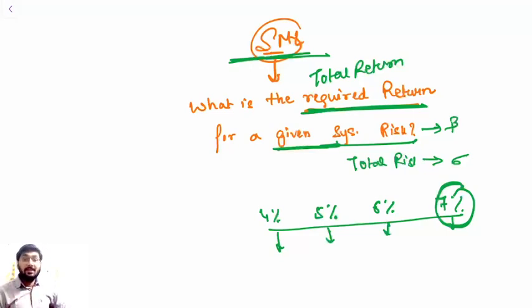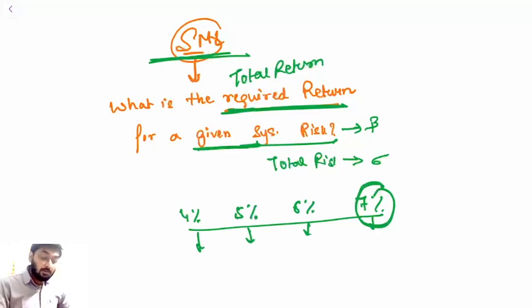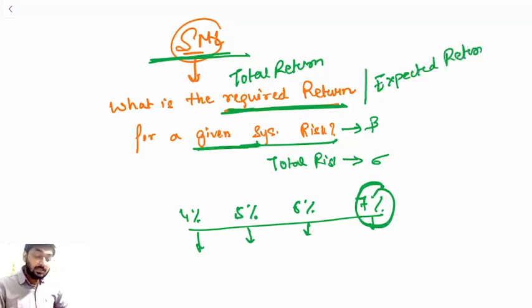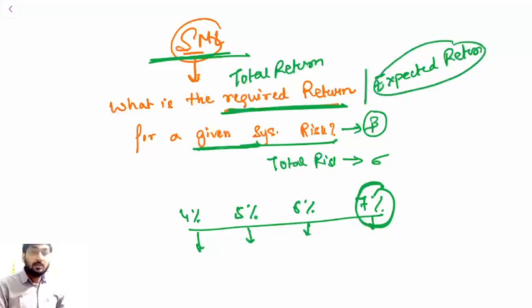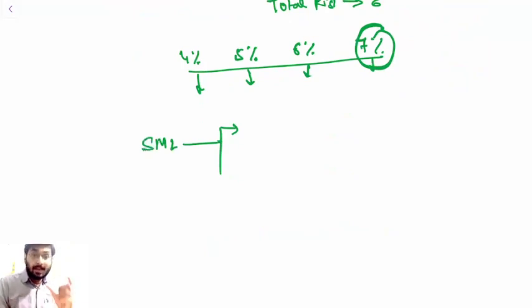Okay. Now moving ahead, write down. Security market line is actually giving you the relationship between the required return, or you can say expected return, and the systematic risk, that is the beta. So, sir, SML is showing the relationship between the expected return and the systematic risk, that is beta. Now, SML can be applied to individual securities.